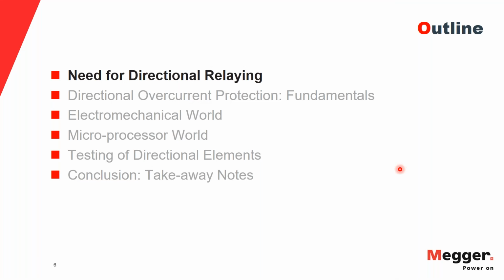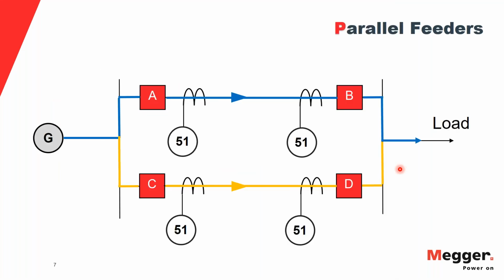Start with the need for directional relaying. Here I have an example of a parallel feeder. You can see a generator on the left side. I have a load. I have two transmission lines, and in this case, I'm assuming the line impedances are exactly the same, and the parameters of those lines are also matching exactly. So you have breaker A, breaker B, breaker C, and breaker D, and they are protected by 51 overcurrent protection, which is your time delayed overcurrent.